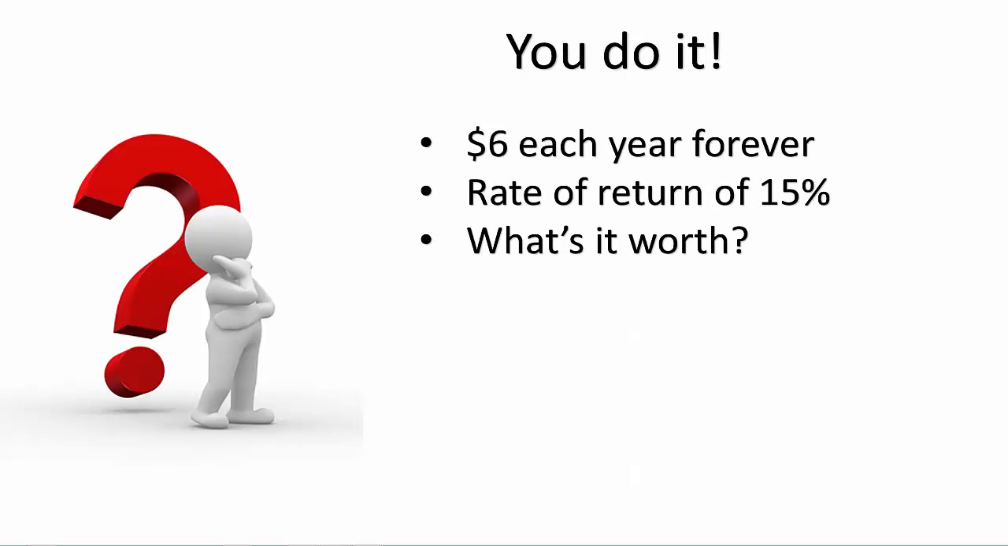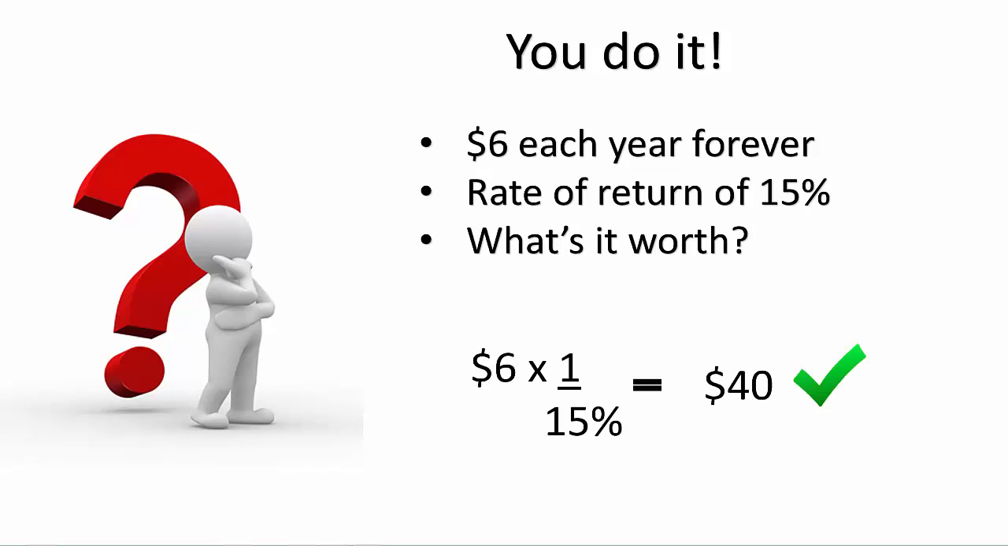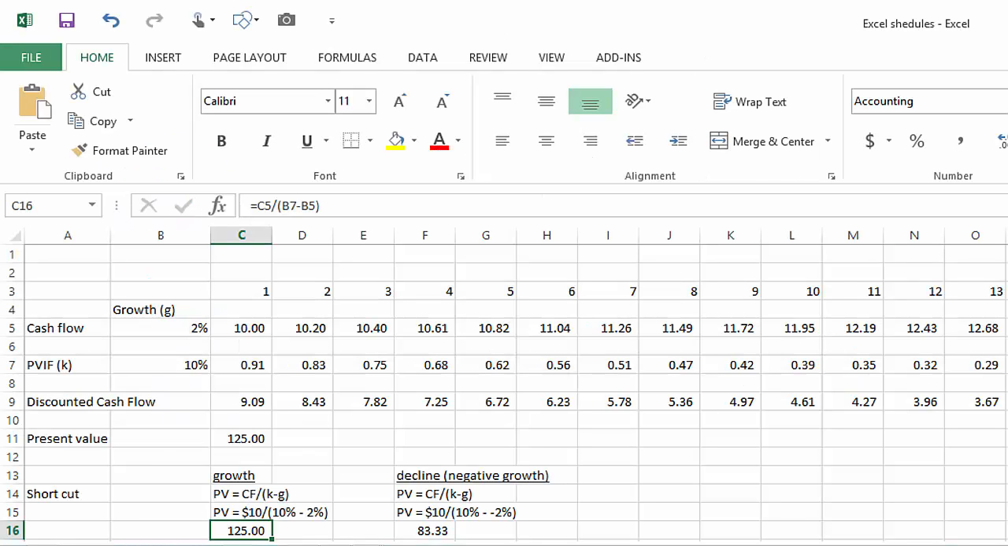Let's do this using a different set of assumptions that are a little messier to work with. If I promised you $6 a year forever, and your required rate of return was 15%, how much is this investment opportunity worth? If you got $40, you would be correct. Calculate it as 6 times 1 divided by your discount rate of 15%. Or even more simply, $6 divided by 15% equals the $40. Got it? Let's change our original scenario ever so slightly and instead assume that the cash flows grow at a constant rate.